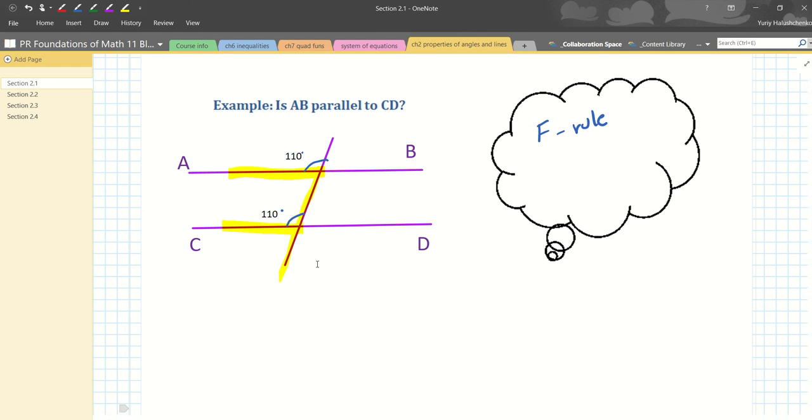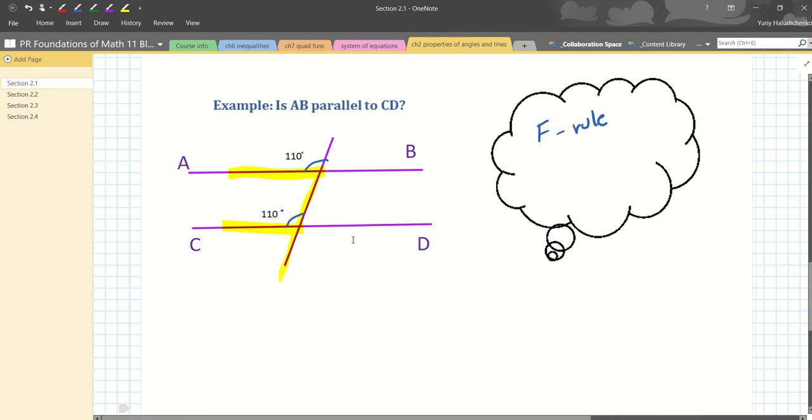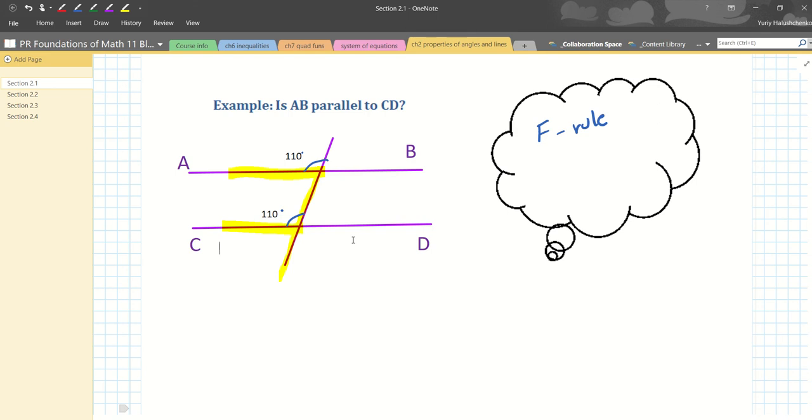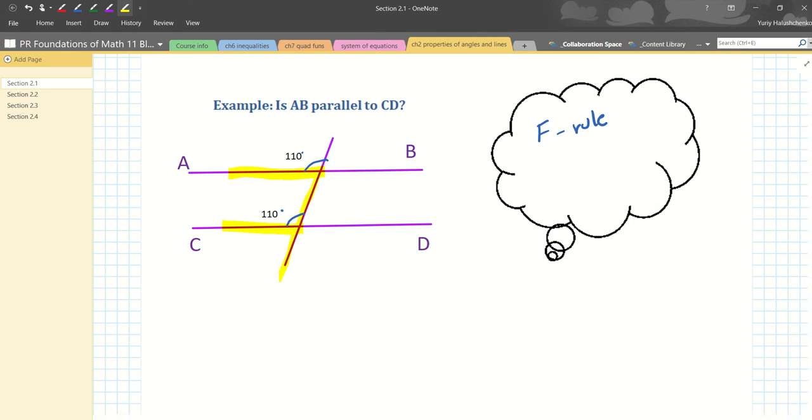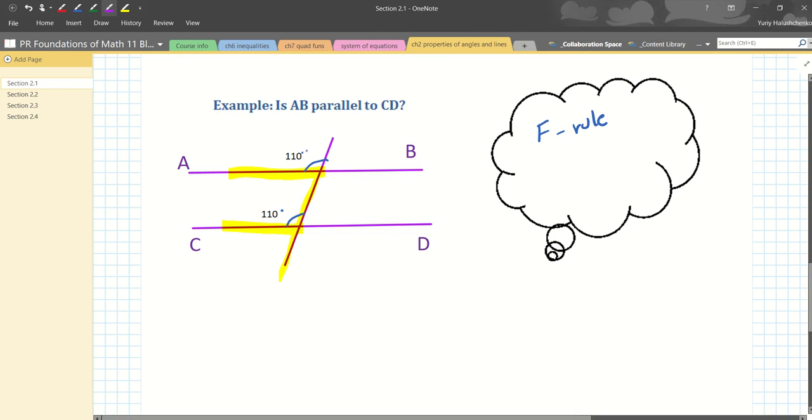And notice there are no arrow tips on the lines, so we don't know whether they're parallel yet. But because the F rule works in both directions, if you know the value of the angles, that tells you that the lines have to be parallel if the angles are exactly the same. Now, these two angles are exactly the same, 110 degrees. So let's label these angles with lowercase letters: A, B, C, D, E, F, G, and H. We see that angle A is the same as angle E in this case.